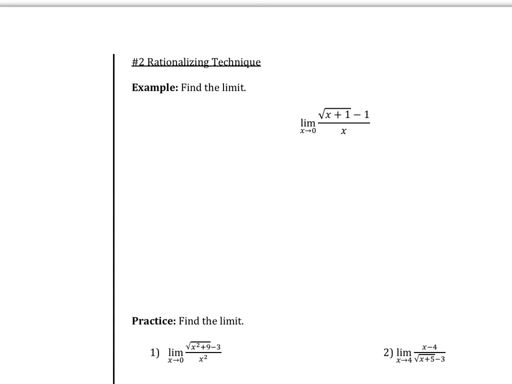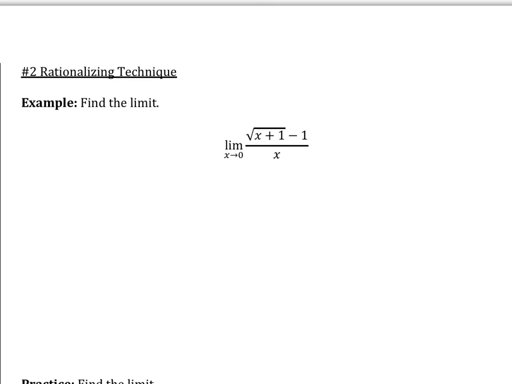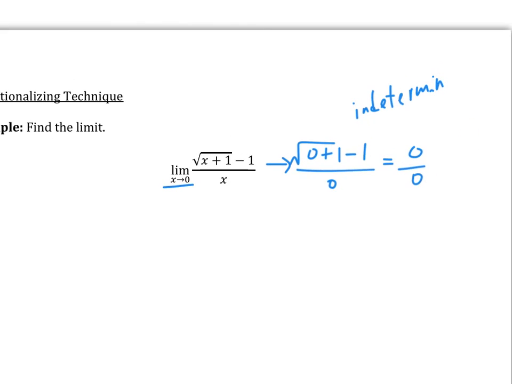Second example. All right, find the limit. So limit as x goes to 0, again, plug it in. Square root of 0 plus 1 minus 1 over 0, we get 0 over 0. Indeterminate form. Please, again, remember to write this if you're going to write equals 0 over 0. So we cannot really do the same thing as before where we just factor and cancel. So we have to try something different.